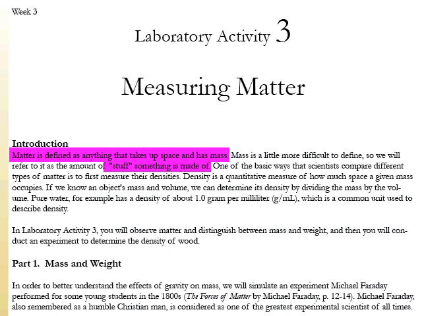We call that density. We can think of density as a quantitative measure of how much space a given mass occupies, or we can also think about it as the mass per unit volume. And that's the way that scientists have decided to measure density, is take the mass of an object, divide by its volume to get the density.